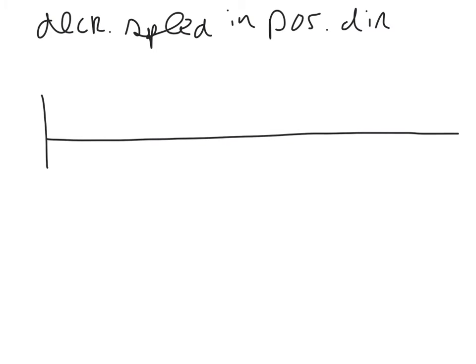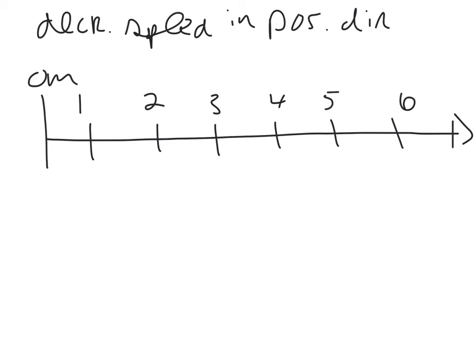Here is my axis. Let's say 0 meters, 1, 2, 3, 4, 5, 6, 7. Again, this doesn't have to be with numbers, but for some of you it is easier to see numbers. This could be completely qualitative as well. So if we are decreasing speed in the positive direction, that means that I am starting out quickly and then I'm getting slower.